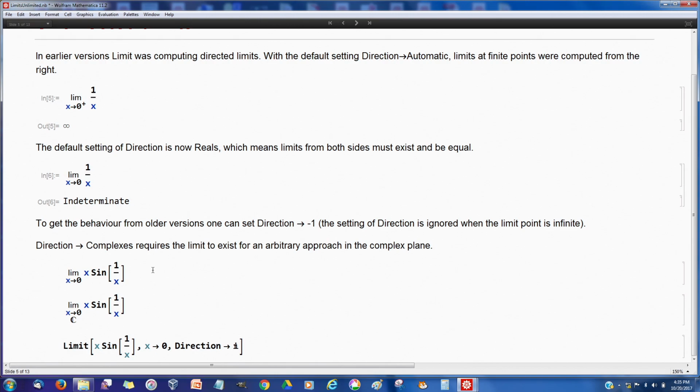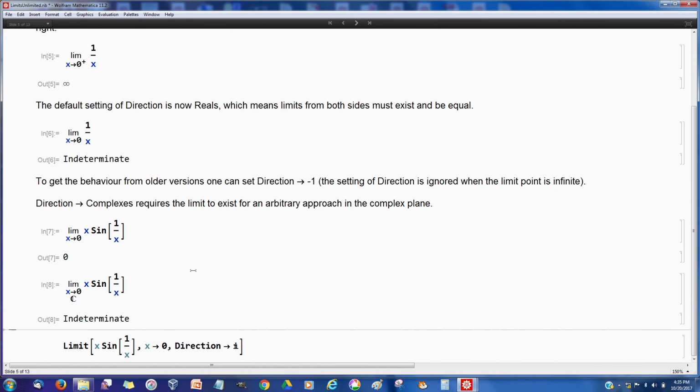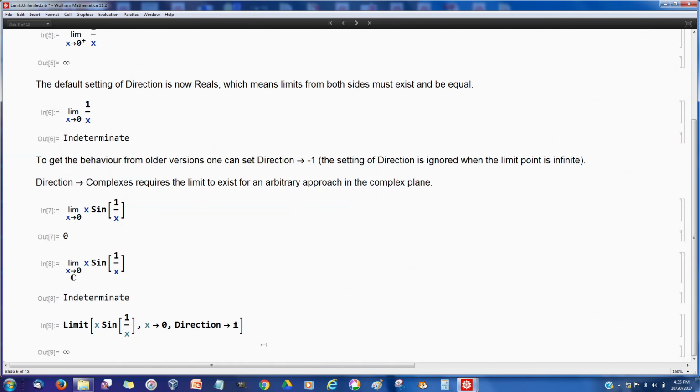Now, direction goes to complexes requires the limit to exist from all directions in a complex plane. So here we have a function where the limit from both real sides exists. It's 0, but the limit over the complexes does not exist. And we can check that if we take direction from negative complex axis, then we get plus infinity.